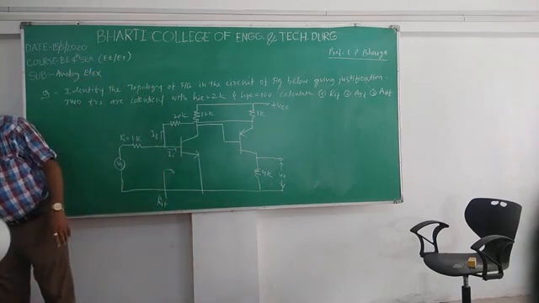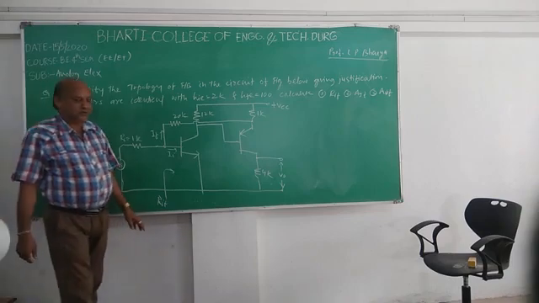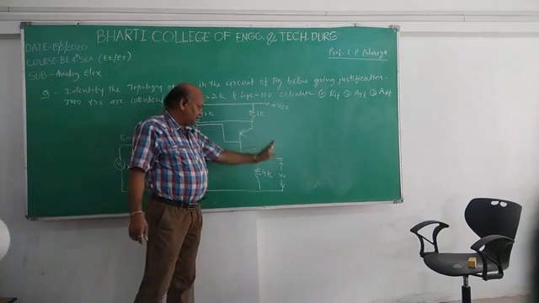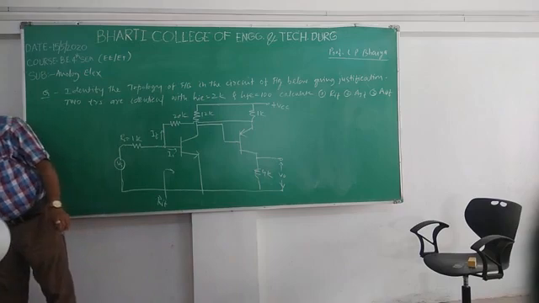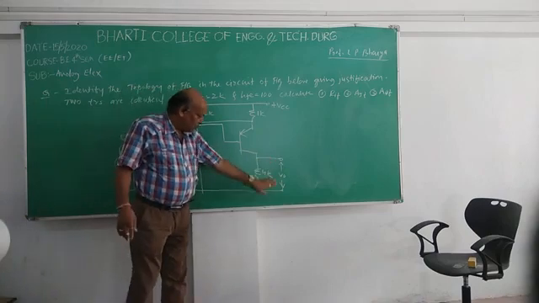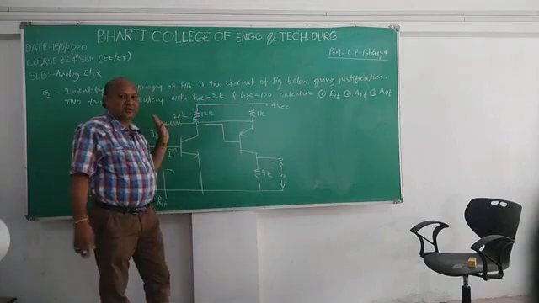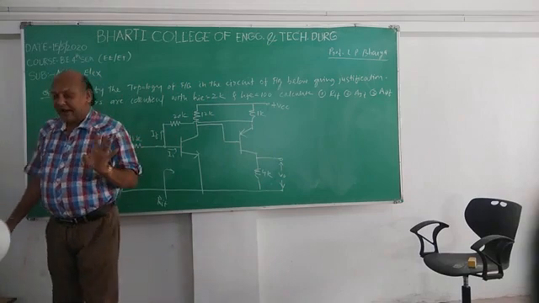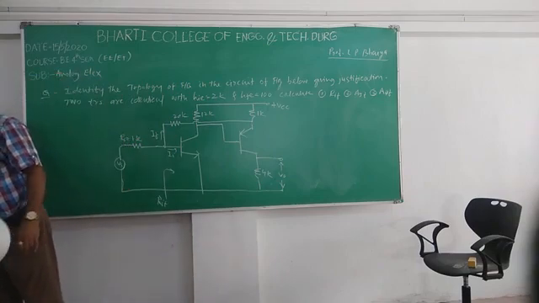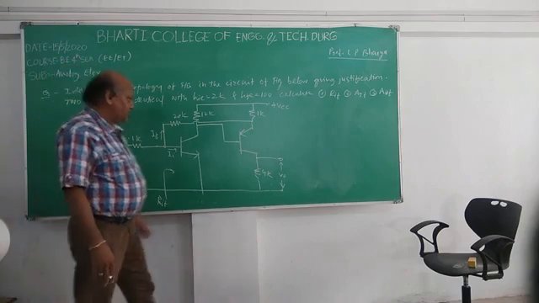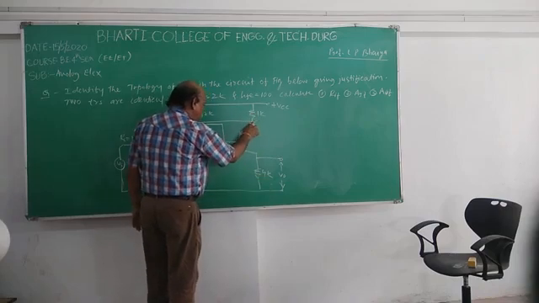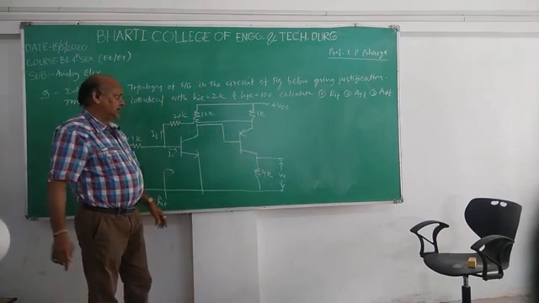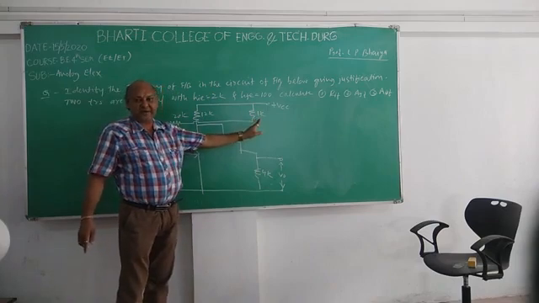How will you identify the topology of the feedback network? Make the output equal to 0. First you make this output equal to 0 and see what happens at the input and output circuit. When you make the output equal to 0, feedback does not become 0. If this output is shorted, the feedback does not become 0, and hence it is not voltage feedback. Now keep this open. By keeping this open circuit, the output current flows through this feedback circuit. Hence it is called current feedback.